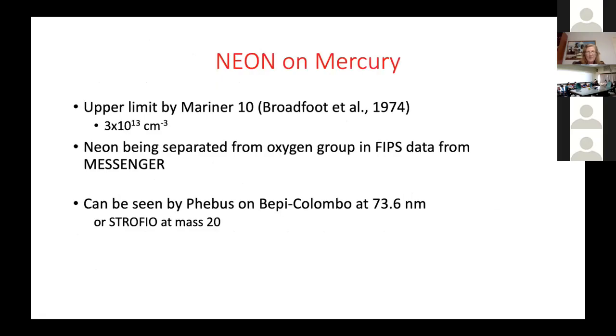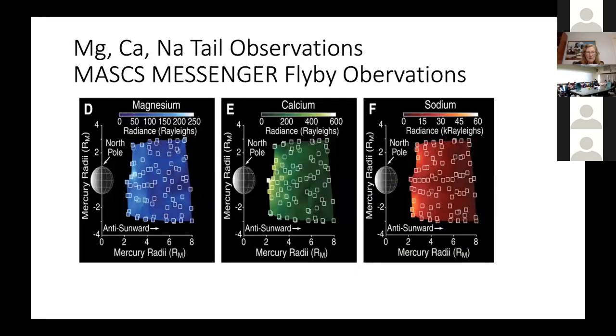So there was an upper limit for neon from Mariner 10 at Mercury. FIPS is in the process of trying to separate neon from the oxygen group. They don't have really good mass resolution, but they're trying to tease that out. So neon will probably be measured by BepiColombo, probably by Strofio, possibly by PHEBUS, the UV instrument.